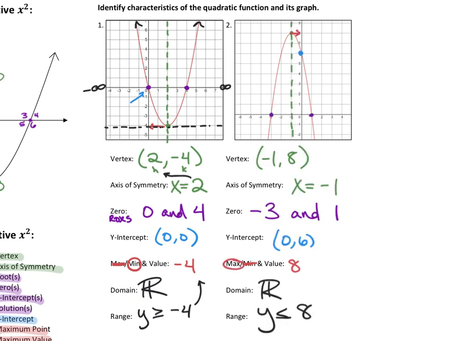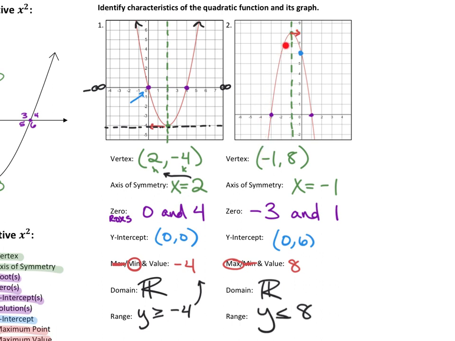All right, how did you do on this one? We've got our vertex right here. That's the coordinate (-1, 8), which means my axis of symmetry is the vertical line x = -1. My zeros appear where the graph crosses the x-axis. That's -3 and 1. Y-intercept is where the curve crosses the y-axis. That's (0, 6), the coordinate. It has a maximum value, not minimum value, and that max value is 8. That's as high as it goes.